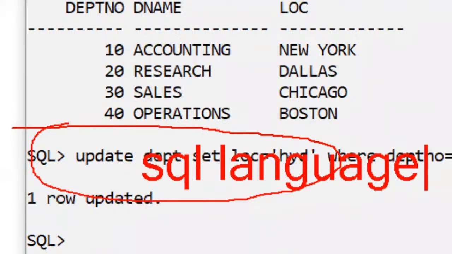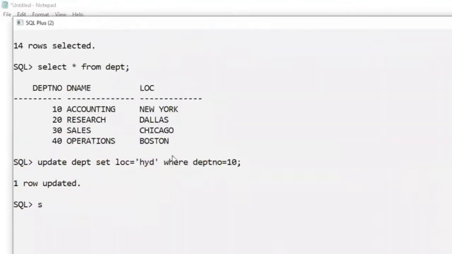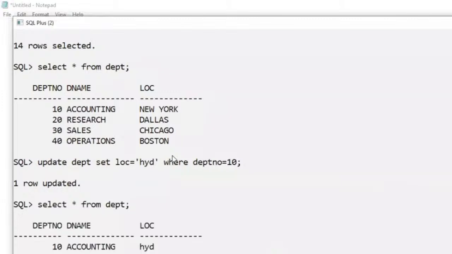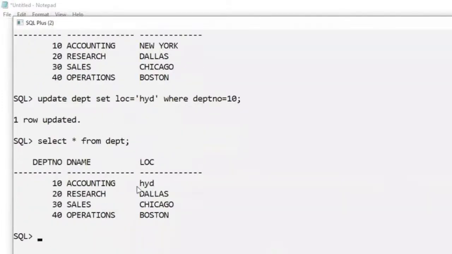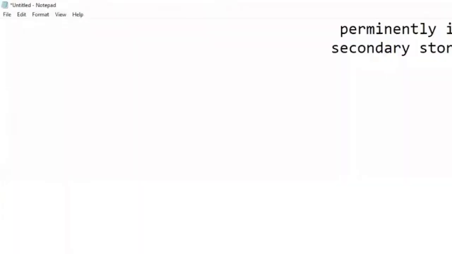Now observe it here. Once we write this type of coding, called SQL language, it is automatically affected in your database. Observe it here, your database. In the previous case, New York was there, but in this case Hyderabad is the location, right? Yes. That's why always observe it here.